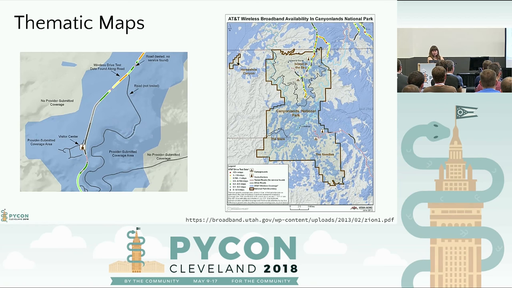This is a thematic map I made early on in my career for the state of Utah. We were mapping broadband coverage as the providers submitted it to us versus what people who were driving around actually got. So in Utah, we have some beautiful national parks. So I mapped Canyonlands National Park, and I showed what AT&T had submitted to us as their coverage versus what someone driving through found the coverage to be. So that was a very specific need for us. So that map, of course, hadn't been made. We had to make it ourselves.